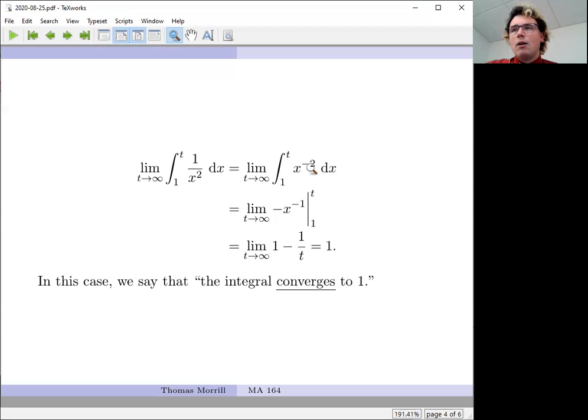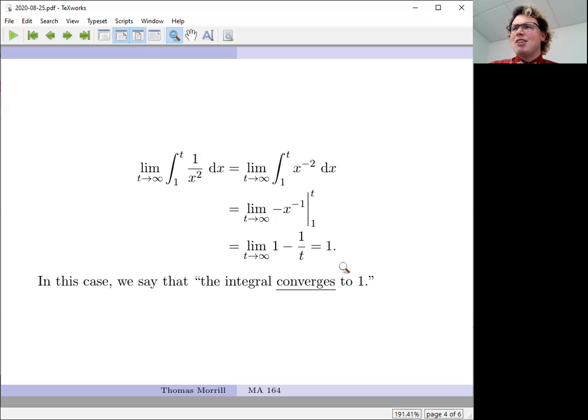Now, when I use the fundamental theorem of calculus inside of the limit, I have a definite integral. So I'm going to find an antiderivative. My antiderivative is going to be negative x to the power minus 1. The fundamental theorem of calculus says I need to evaluate that function at x equals t, and I need to evaluate that function at x equals 1. And the difference of those two evaluations is the amount of area represented by this integral.